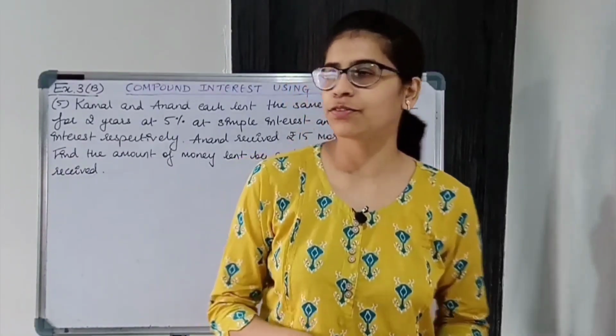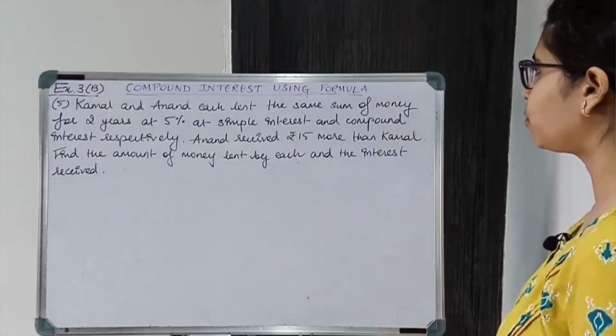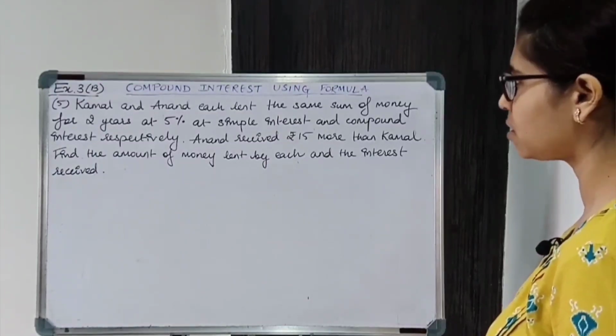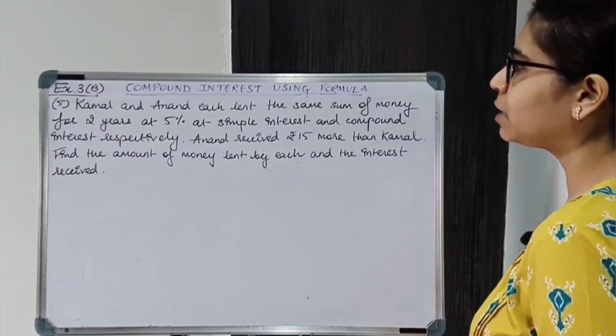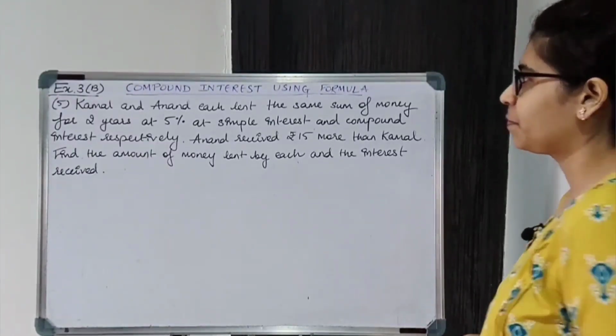Question number 5. Kamal and Anand each lent the same sum of money for 2 years at 5% at simple interest and compound interest respectively. Anand received rupees 15 more than Kamal. Find the amount of money lent by each and the interest received.